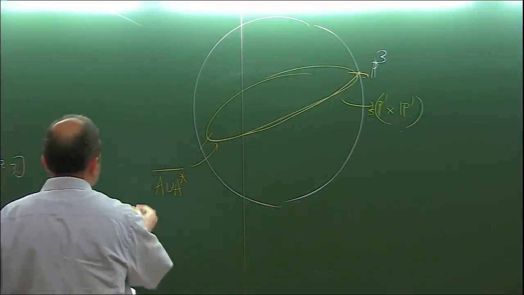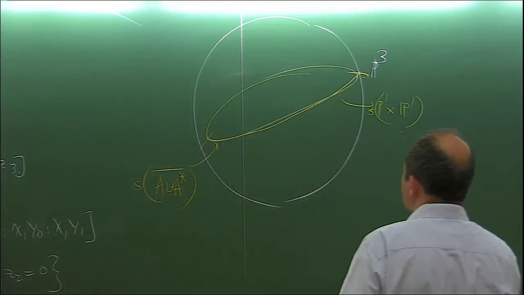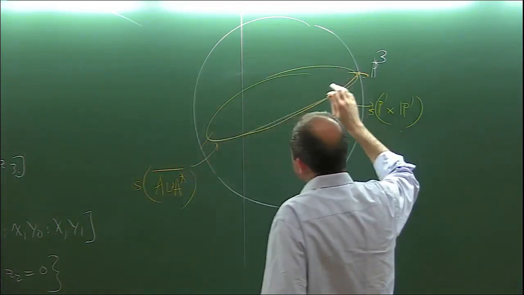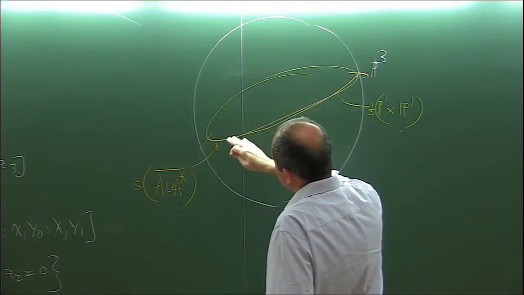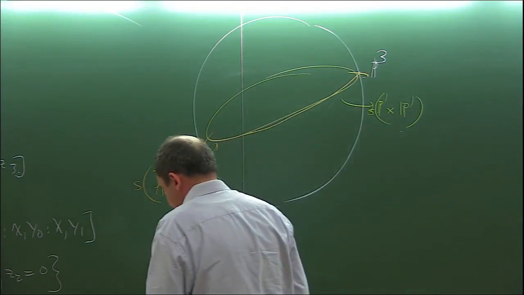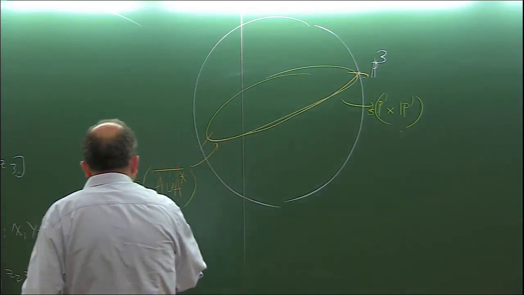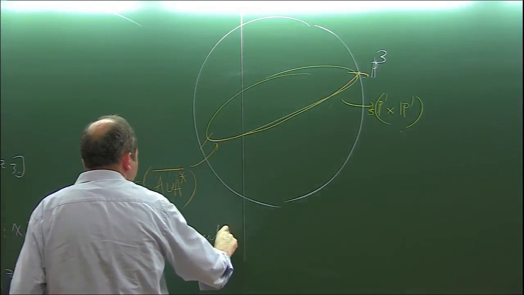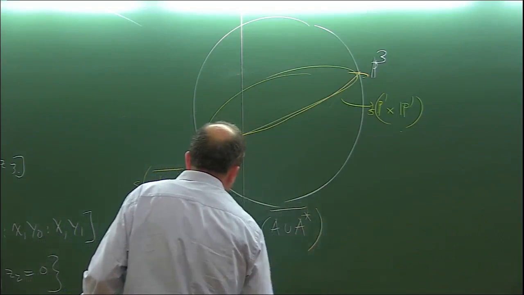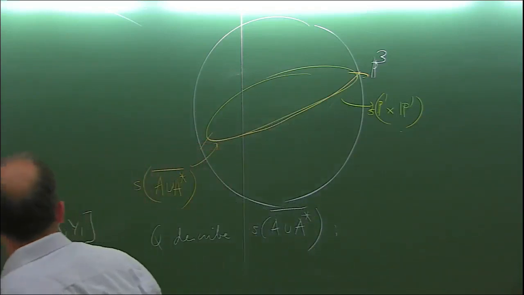Sorry, this is S of this. So when I push this thing forward, I get a one-dimensional variety in P3. So there has to be a polynomial that describes this. So let Q describe S, A union A star. Describe meaning it's in the ideal of functions that vanish on this.